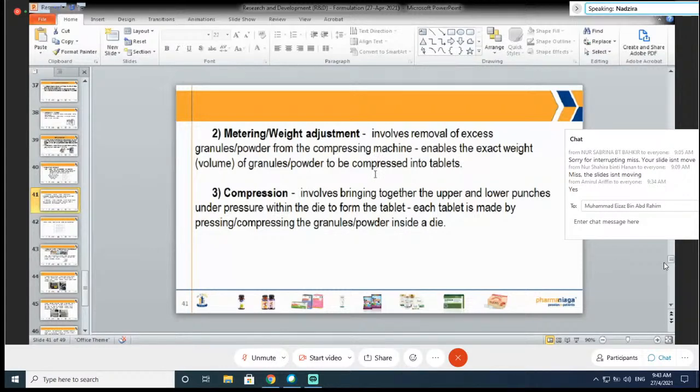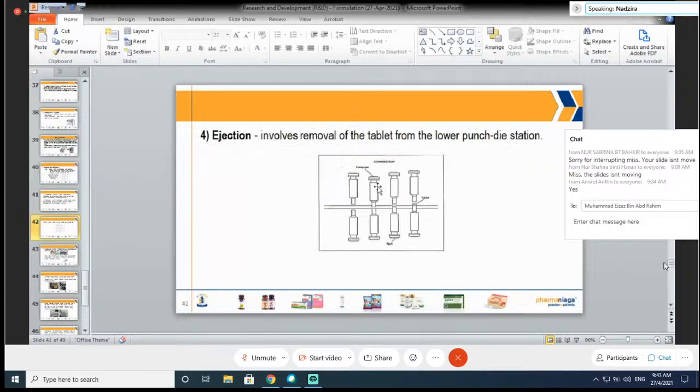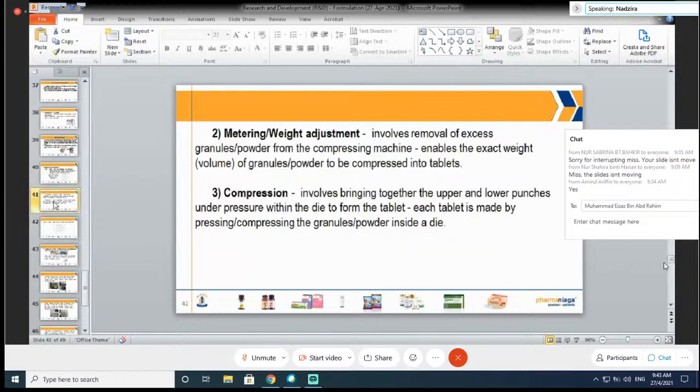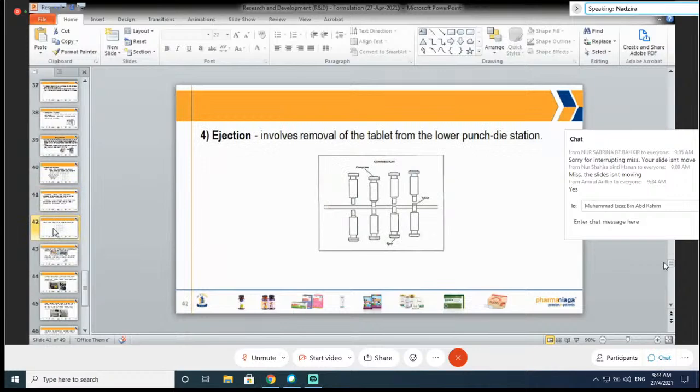After filling and weight adjustment, we go for the compression stage, which brings the upper and lower punches together under pressure within the die to form the tablet. Each tablet is made by pressing the granules of powder inside the die. You bring up the lower punch and the upper punch within the die cavity, and between the two punches, after pressing and compressing, the tablet forms. After the tablet forms, it is ejected from the station. So the process involves the filling process, the weight adjustment, the compression and the ejection of the tablet from the tablet press station.